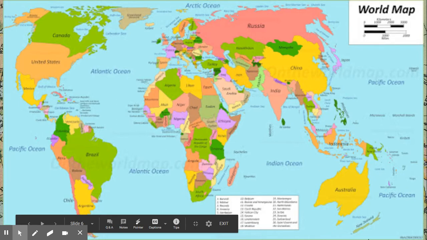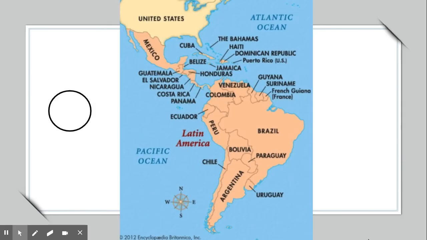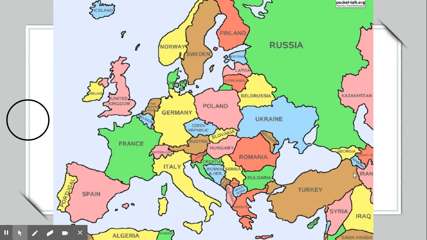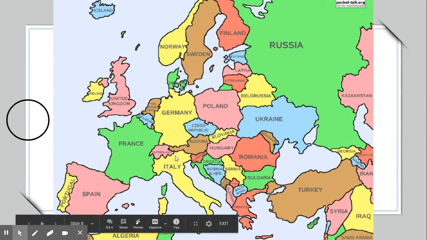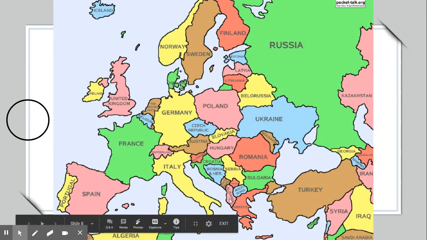But you're not going to circle where you come from on this map. You are going to keep going and find the map that has the specific part of the world that you are from. So if you are from South America, Central America, Mexico, all of those countries are going to be on this map. And you can go ahead and circle it here. If you are from Europe, you can go ahead and circle one of these countries. Like my family is from France and from Italy and from Germany. So I could circle one of those or all of them if you want.